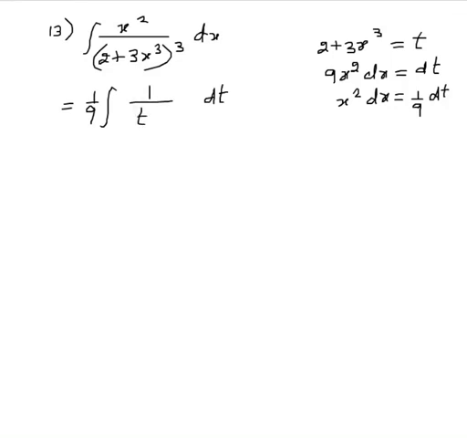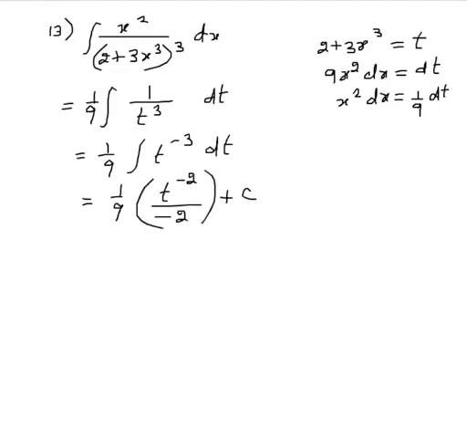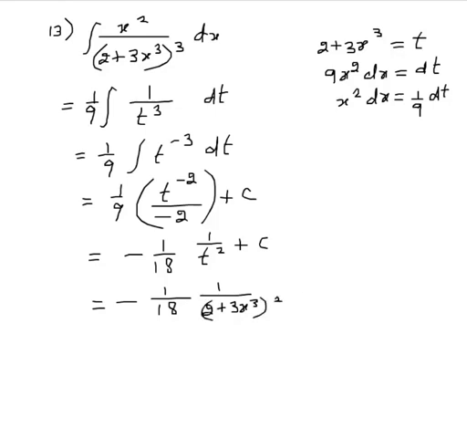1 divided by the denominator is t cube. I can write this as t raised to minus 3 and use the x power n plus 1 by n plus 1 integration formula. So t raised to minus 3 plus 1, which is minus 2, divided by minus 2. Substitute for t. This is the answer.